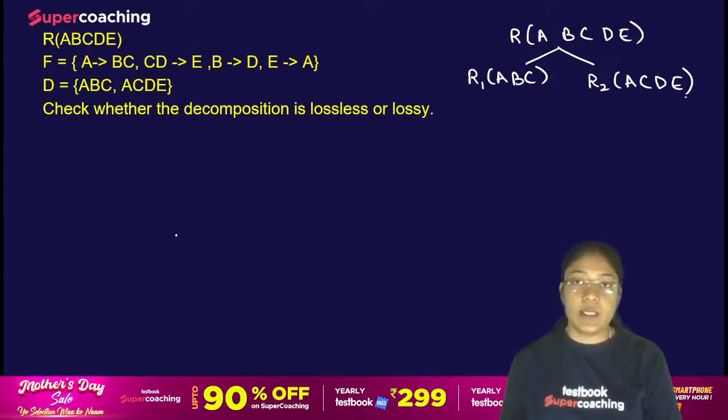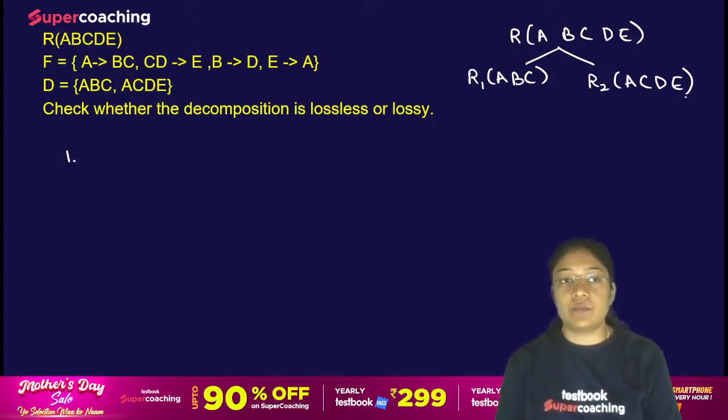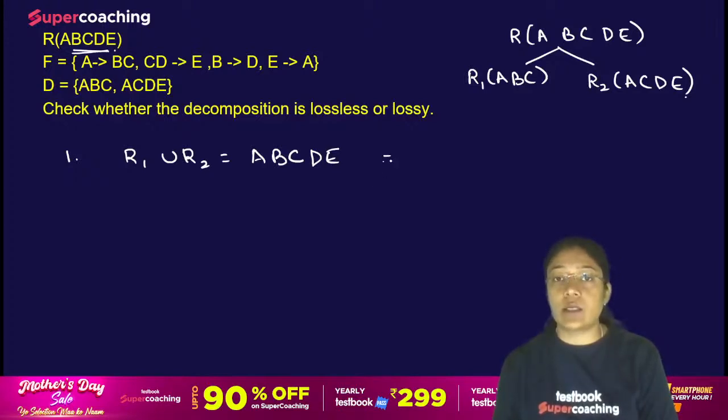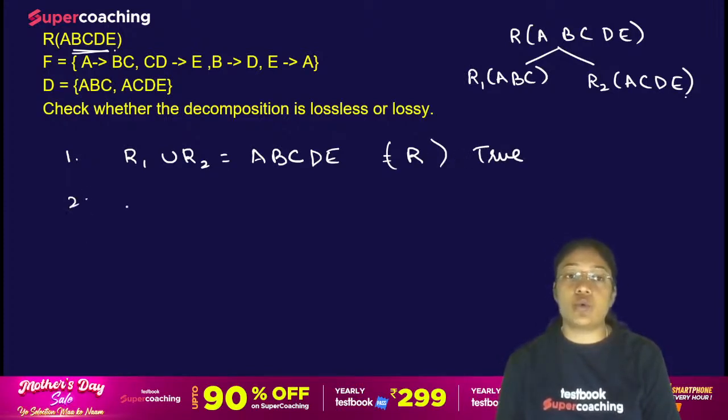So the very first step is to take the union. Step 1, R1 union R2. R1 has the attributes A, B, C. R2 has the attributes A, C, D, E. So AC is already covered, then D, E. So we have 5 attributes only. So it is covering all the attributes of the relation R. So condition 1 is true. If it is true, go to step 2.